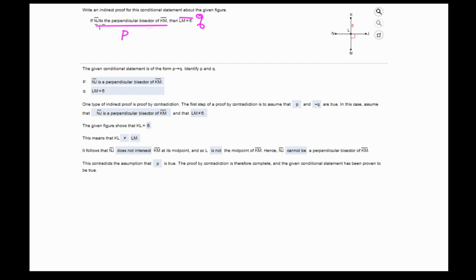So let's look at exactly what NJ, that's this guy right here, is the perpendicular bisector of KM. For that to be true, NJ must cut KM into two equal pieces. Okay, so that's all this is saying here, is that NJ must cut KM and KL and LM into two equal pieces. So I can put this and this. Then LM equals 6. Oh, that would make it true, and it keeps it consistent with both the tick marks and the values. So we can say it's true, but we need to do it by contradiction, or we need to do it by indirect proof, specifically a contradiction.